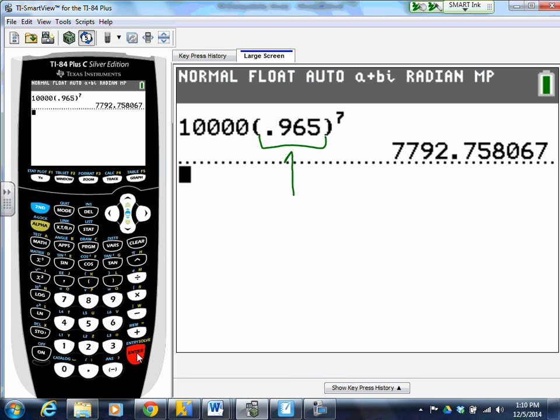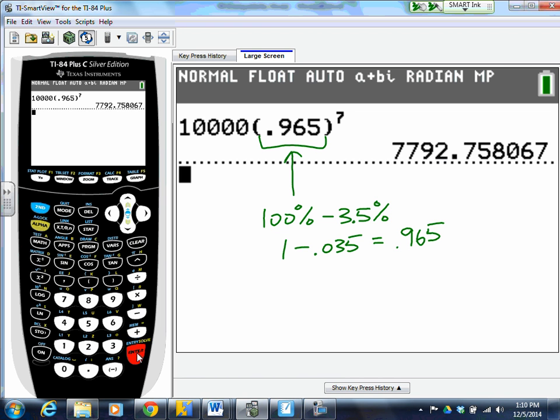Okay, and again, remember that came from 100% minus the 3.5%. Okay, or 1 minus the 0.035 as in decimal form. That's where the 0.965 comes from.